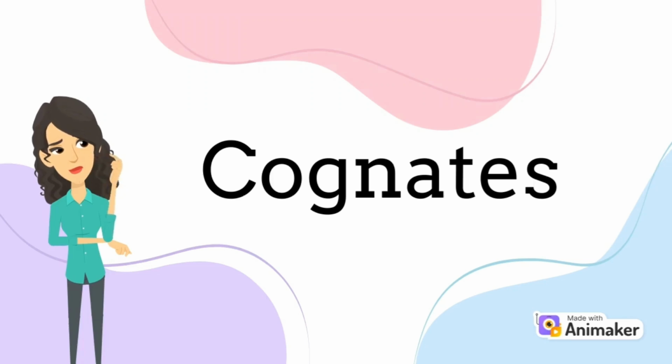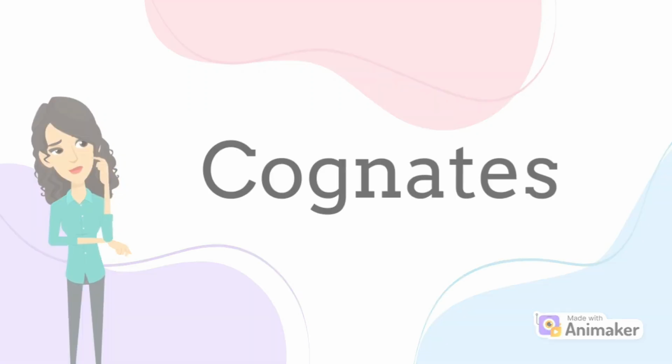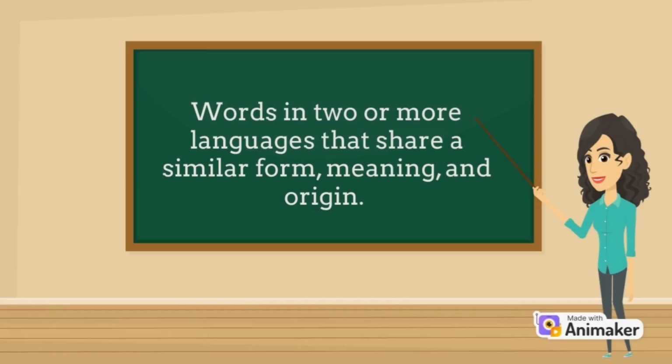Hi everyone, today we're going to explain cognates. What are cognates? They refer to words in two or more languages that share a similar form, meaning, and origin. When I say form, I refer to a similar spelling or appearance. Meaning refers to the same or very close meaning. Origin means they come from the same historical roots, such as Latin or Greek.